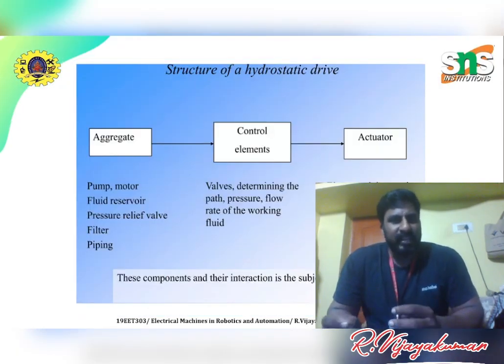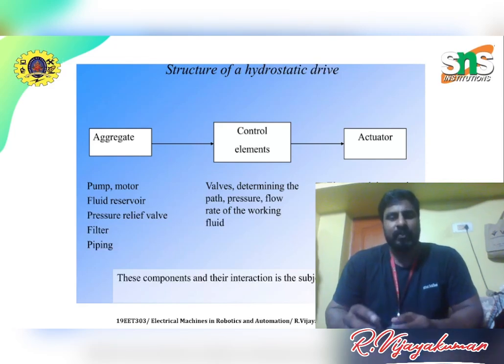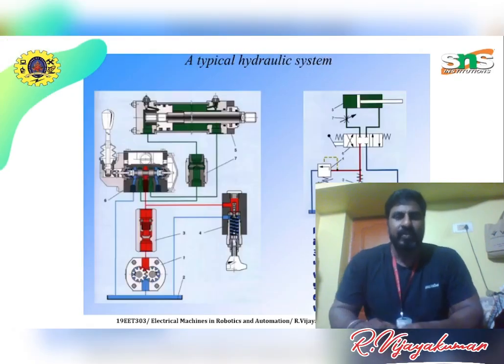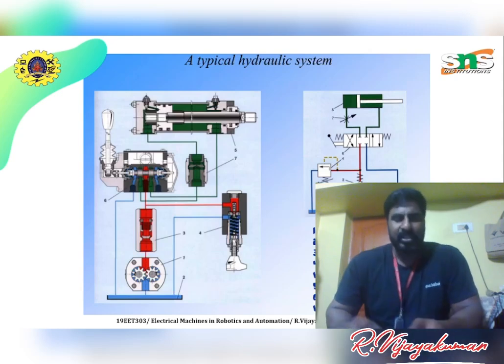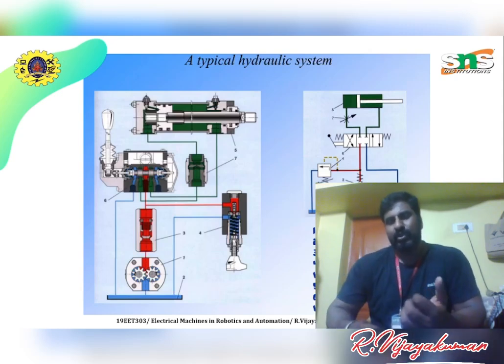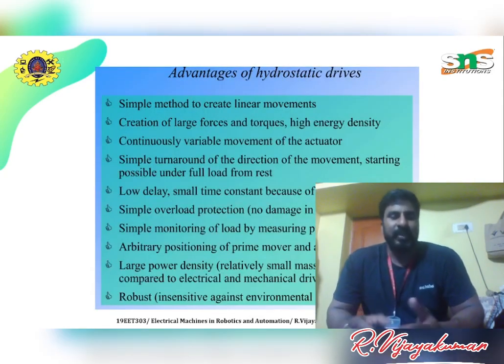And the structure of hydrostatic drives: we are using aggregate, control elements and actuators. The aggregate will be a pump or motor, a fluid reservoir, a pressure relief valve, a filter and piping. Control elements will be valves determining the path, pressure and flow rate of the working fluid. The actuator will be linear, rotational or swinging. In the typical hydraulic system diagram, we show the pump, oil tank, flow control valve, pressure relief valve, hydraulic cylinder and differential control valves. These valves help to inject the oil into a piston arrangement, which gives some kind of movement.